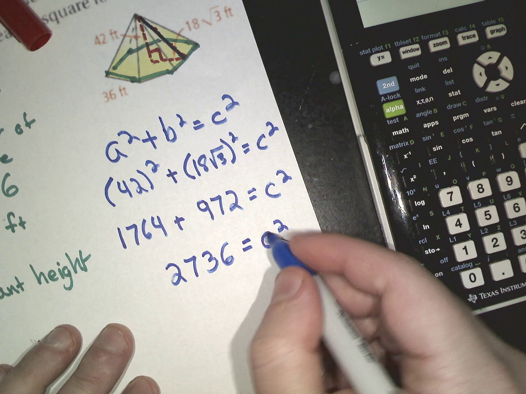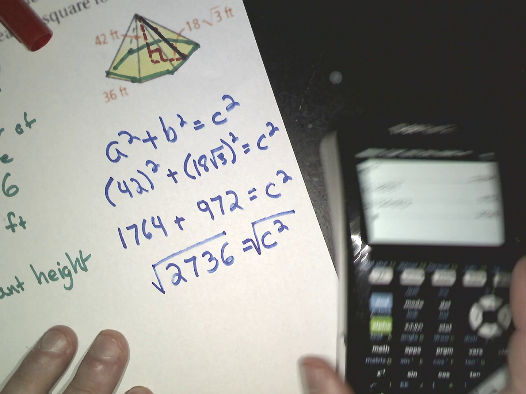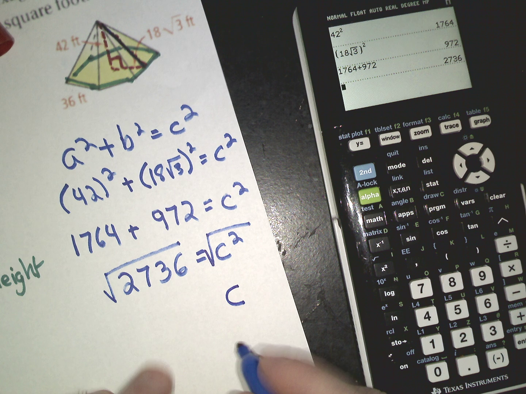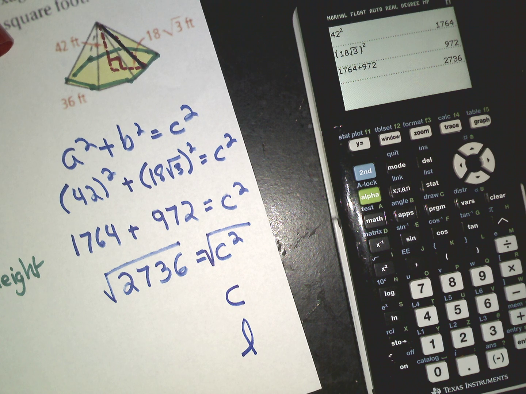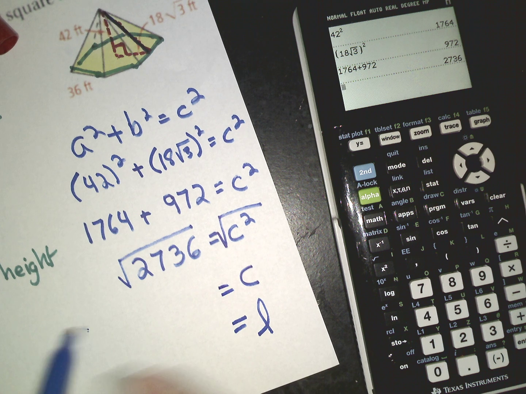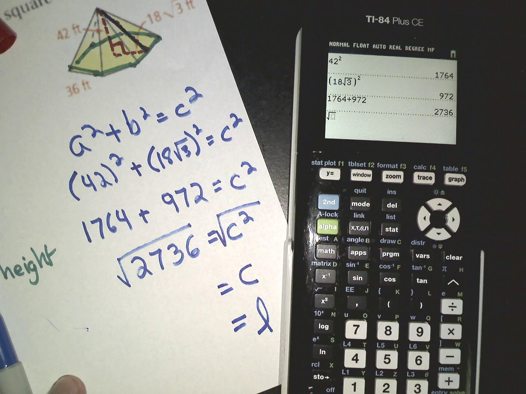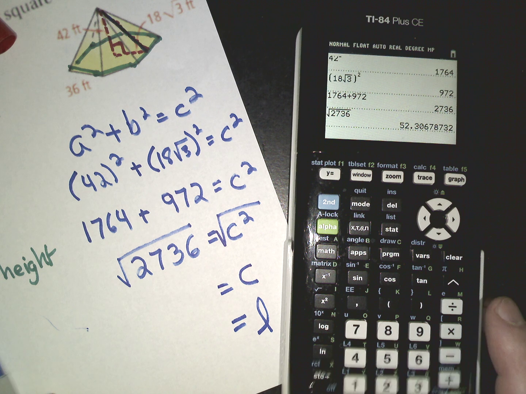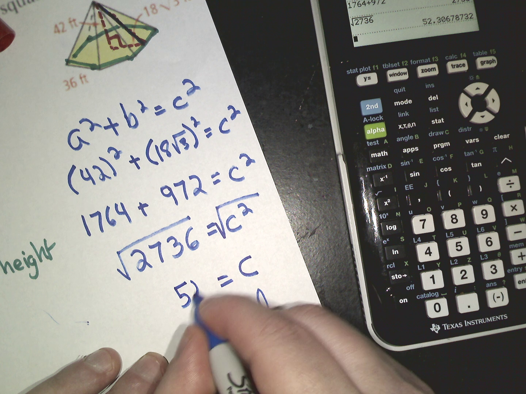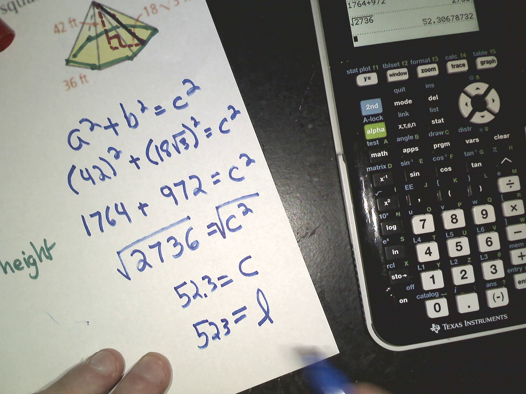Now, in order to get rid of this square, I need to know c, not c squared. I have to square root both sides. So this will just become c in the end, or in our case, it will be L, the slant height. So I'm going to move it down here, and I'm just going to find the square root of 2736. Here we go. 52.3. I'm going to keep it at 52.3 for now. And of course, that's just a side, so that's feet.